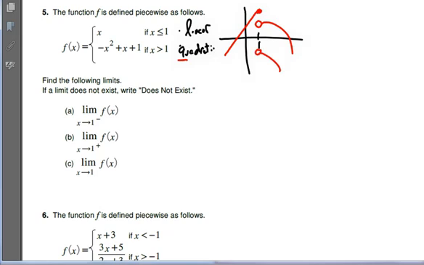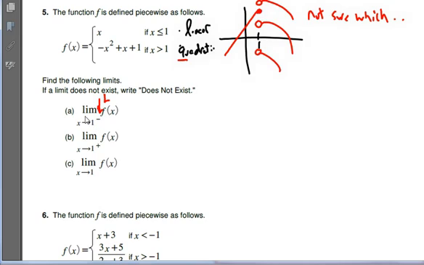Quadratic opening downward, it might go down like that, it might go down like that, but remember it's only for values that are greater than 1, so there's an open circle there at 1, and I don't know exactly if it's lined up with where this one ends or not, okay? But we can find that out real quickly. So like I said, we're not sure which one of these locations it is.